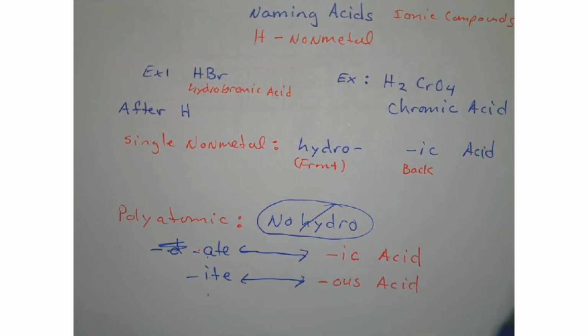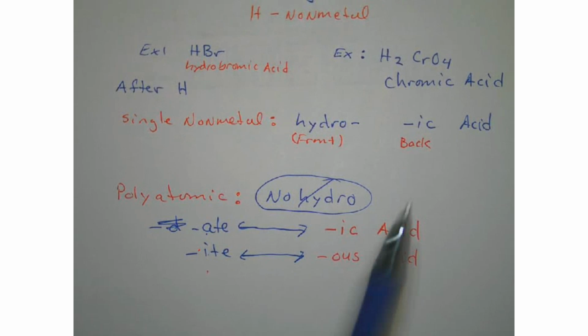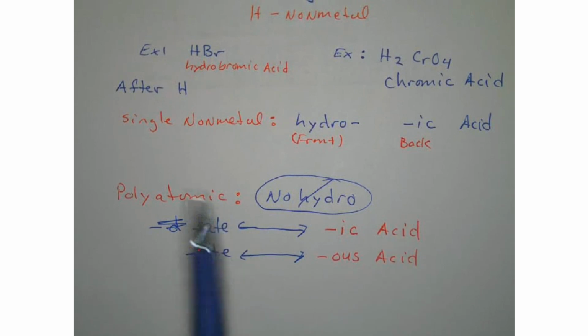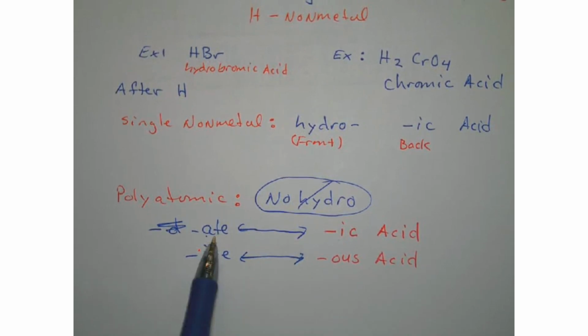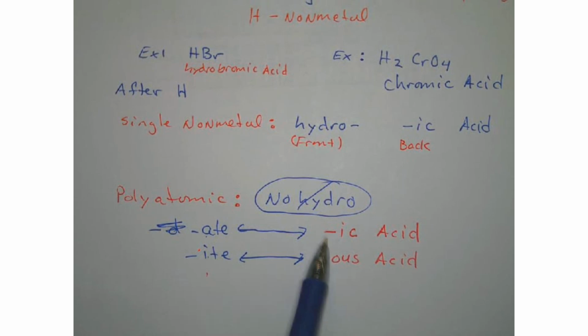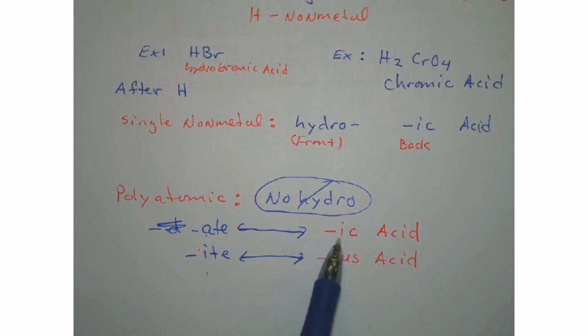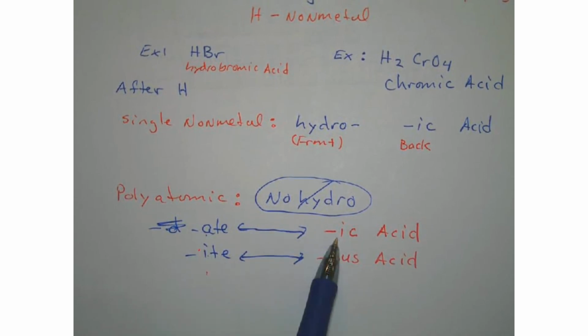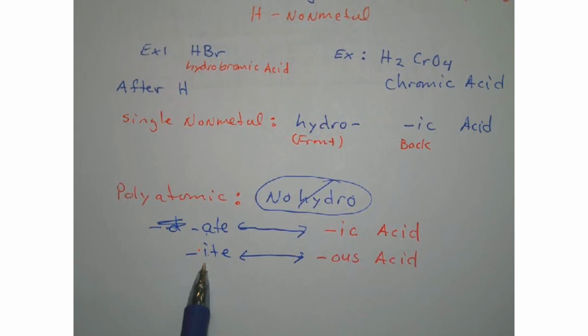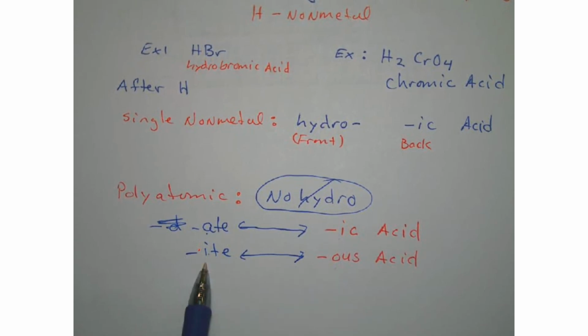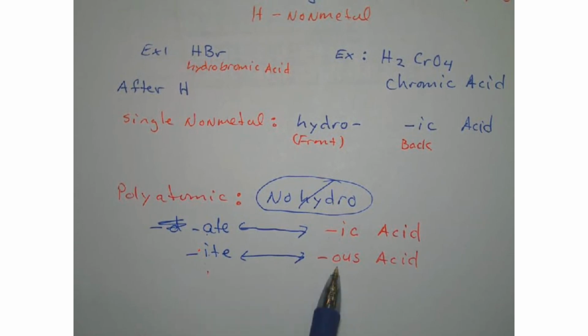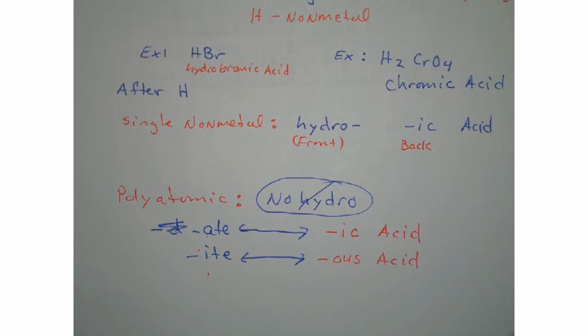A good way to remember the polyatomic rule is this. I ate something and got sick. Ate turns into ick. I got in a fight to protect us. Ite turns into us. That's a good way to memorize it. Okay, so let's work some examples here just to make sure we got these rules down.